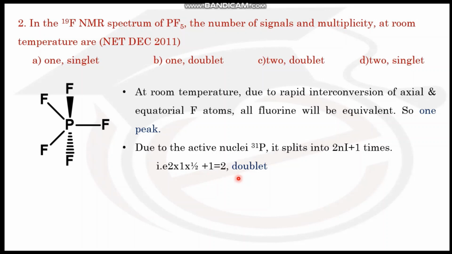So the question is the number of signals and multiplicity. The number of signals is 1, so we can eliminate C and D, and the multiplicity will be doublet. So answer B, doublet, is the correct one.